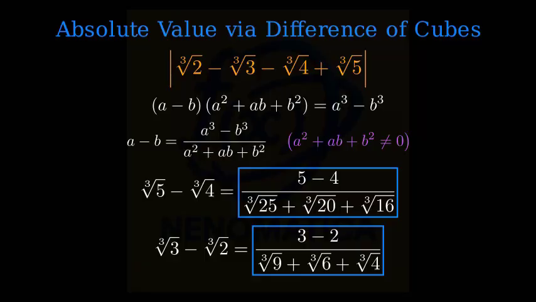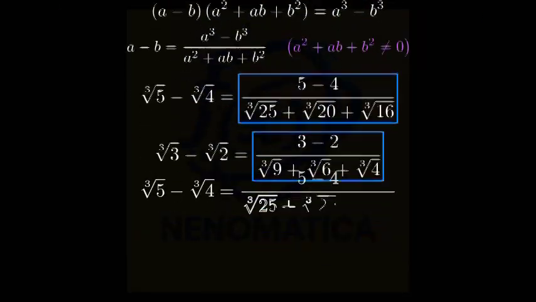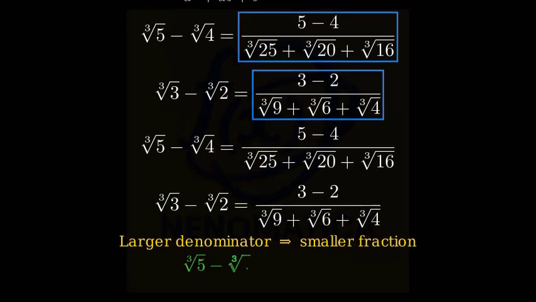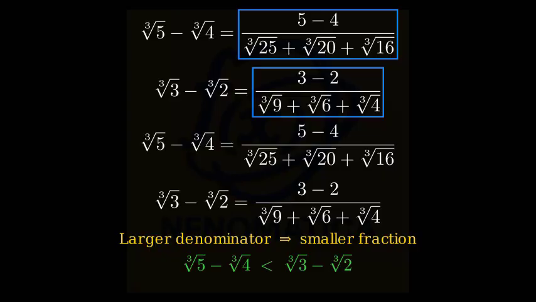Step 4. Compare denominators. Each term in the first denominator is larger than the corresponding one in the second. 25 is greater than 9, 20 is greater than 6, and 16 is greater than 4. Therefore, the first denominator is larger, so its reciprocal is smaller. This means cube root of 5 minus cube root of 4 is less than cube root of 3 minus cube root of 2.